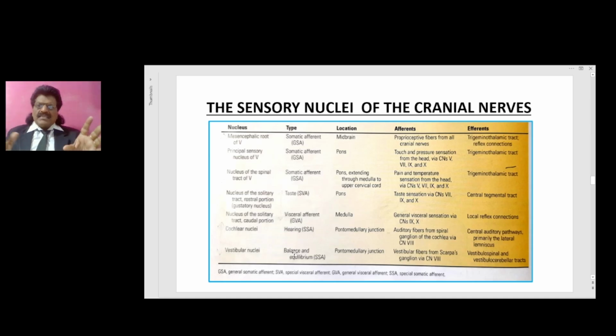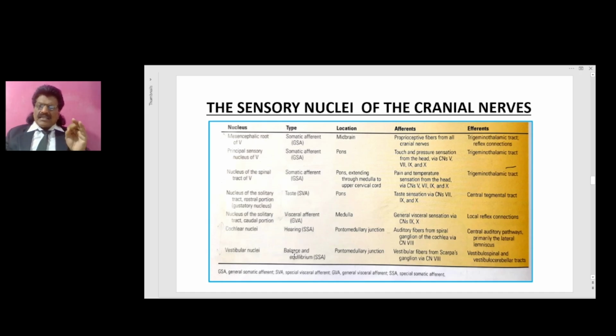Likewise, we have sensory nuclei of the cranial nerves. You have the mesencephalic root of the trigeminal nerve. In trigeminal nerve, we have 3 types: mesencephalic root of the trigeminal nerve, principal sensory nucleus of the trigeminal nerve and nucleus of the spinal tract of the trigeminal nerve. Mesencephalic nucleus is concerned with the proprioceptive fibers from all cranial nerve fibers. So it is general somatic afferent, midbrain, trigeminothalamic tract reflex connection. Then we have principal sensory nucleus of trigeminal nerve.